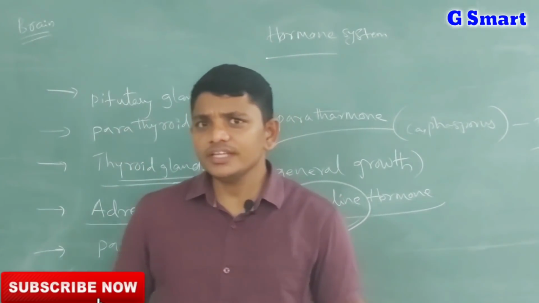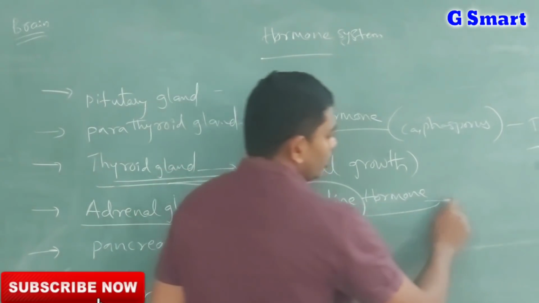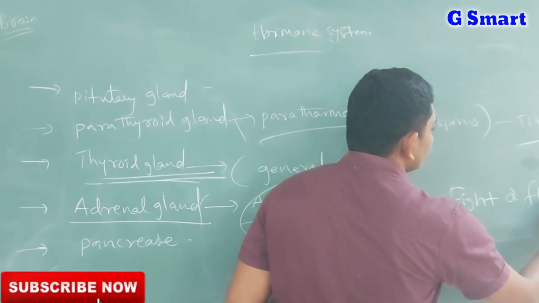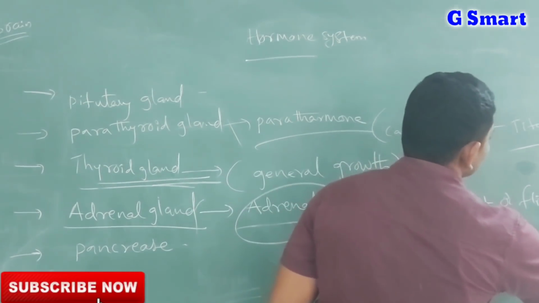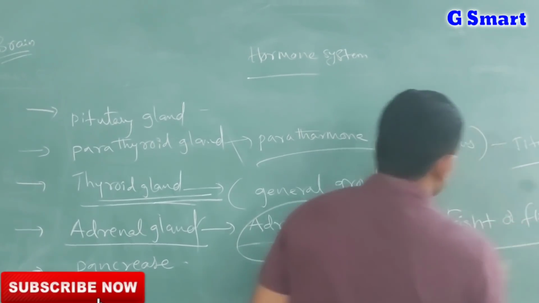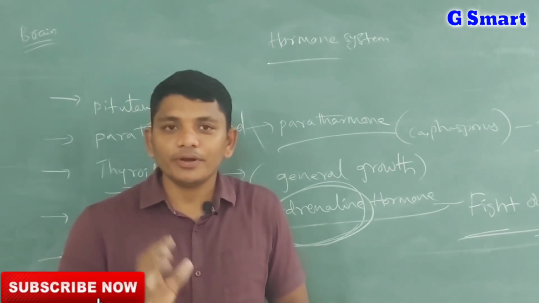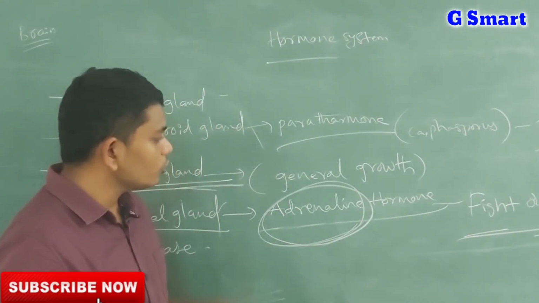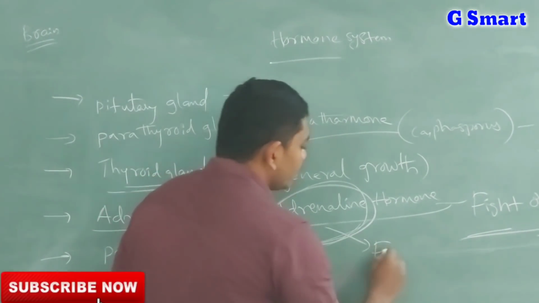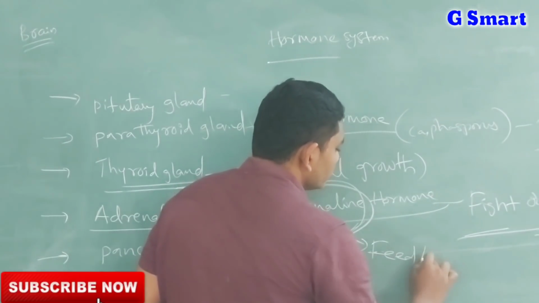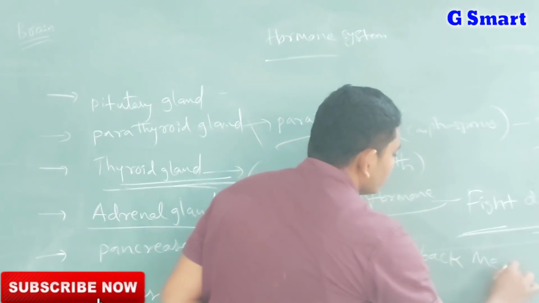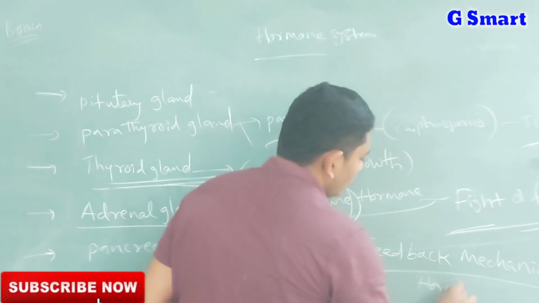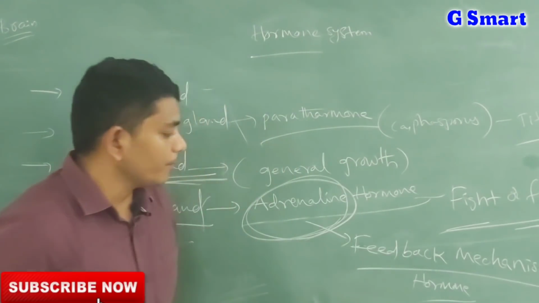Here it is also called the fight or flight hormone. Fight or flight in a particular situation. Clear? And then it is also called the feedback mechanism hormone.